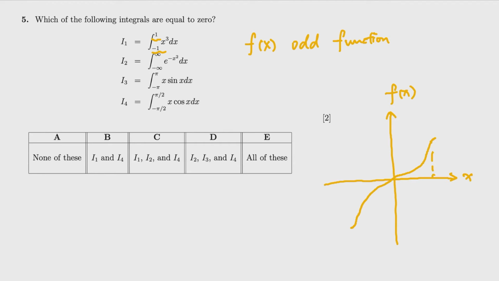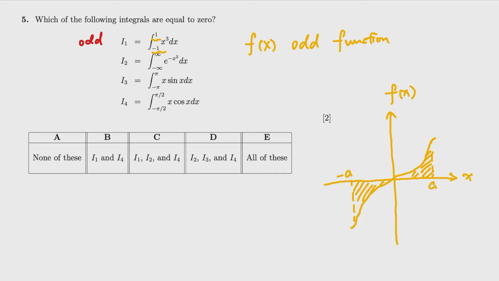You can see that the odd function is symmetrical about the origin. So the area below the x-axis should be the same as the one above the x-axis. Therefore, the integral should be 0. Now, let's look at the first integral, x cubed, which is a polynomial with odd power. So that is an odd function.